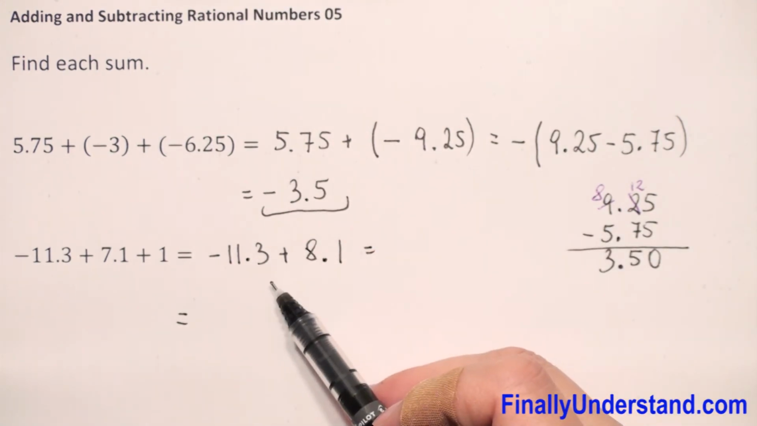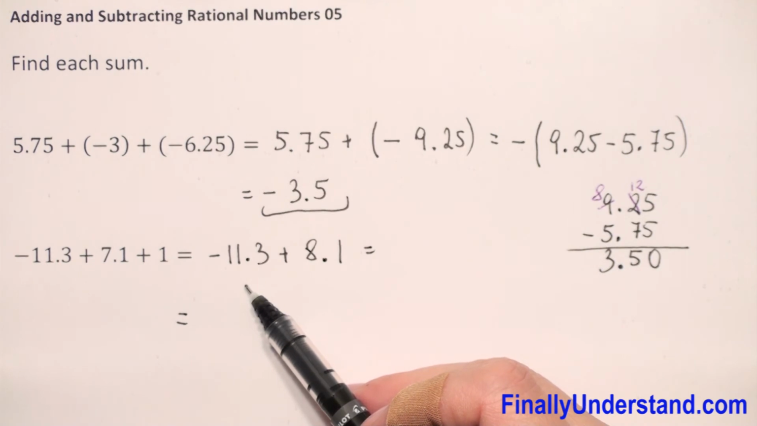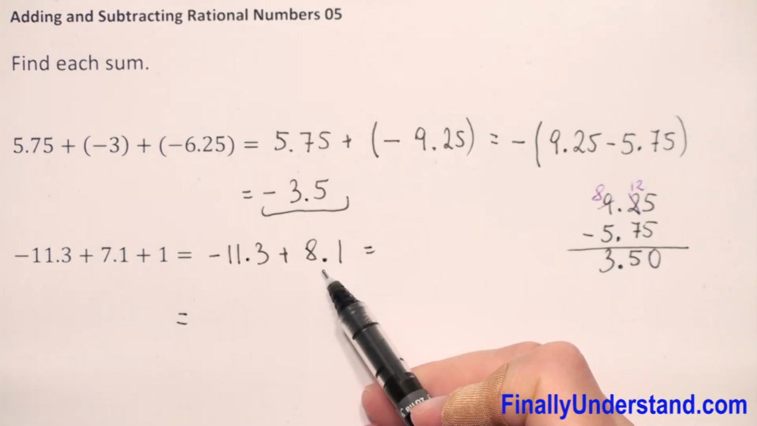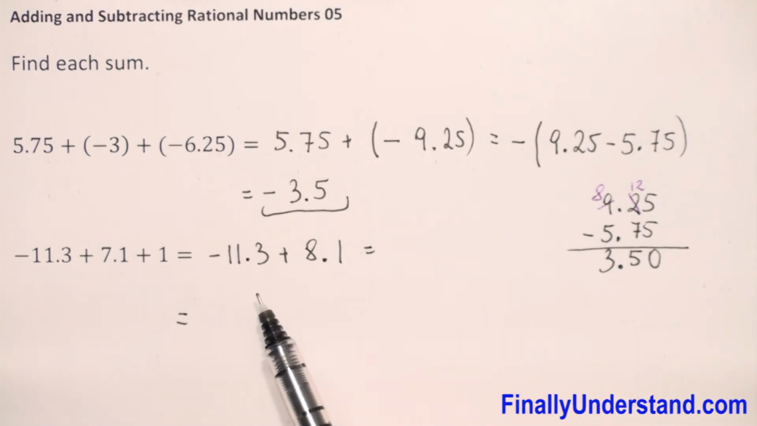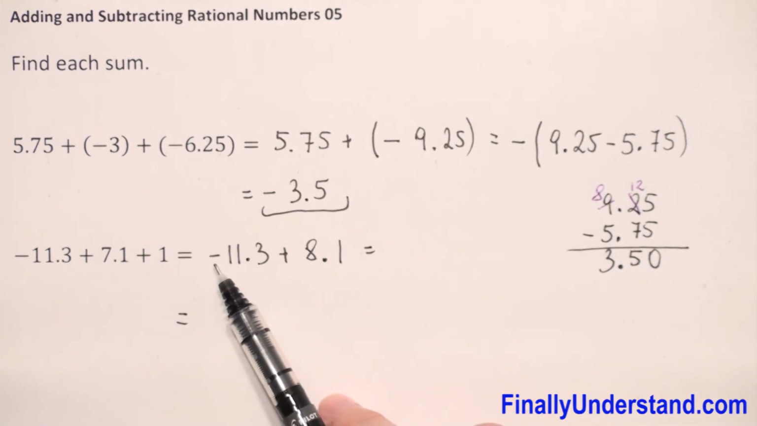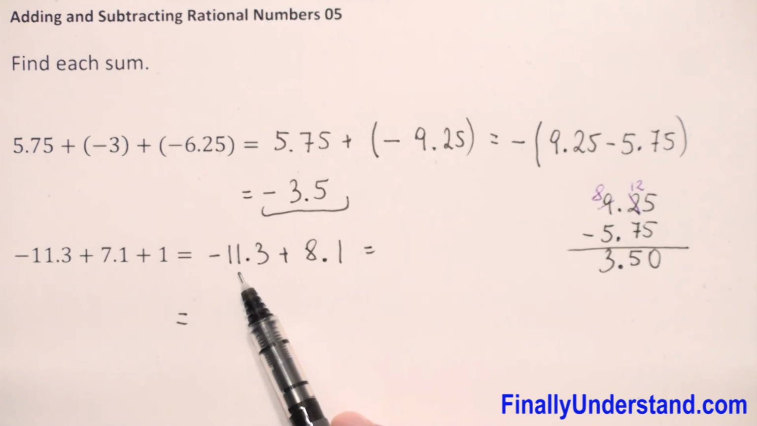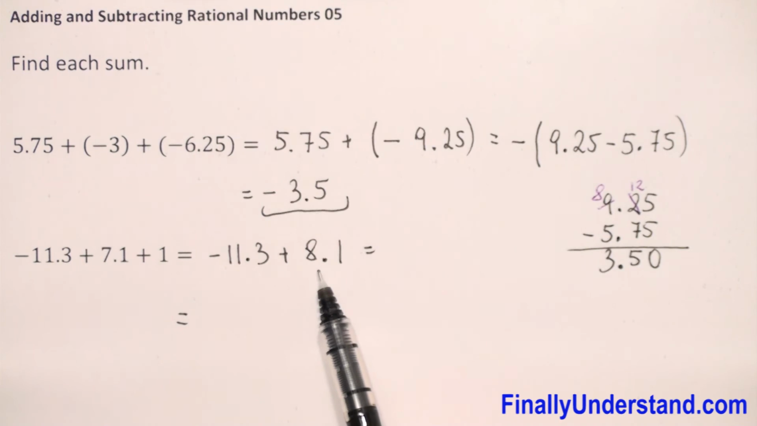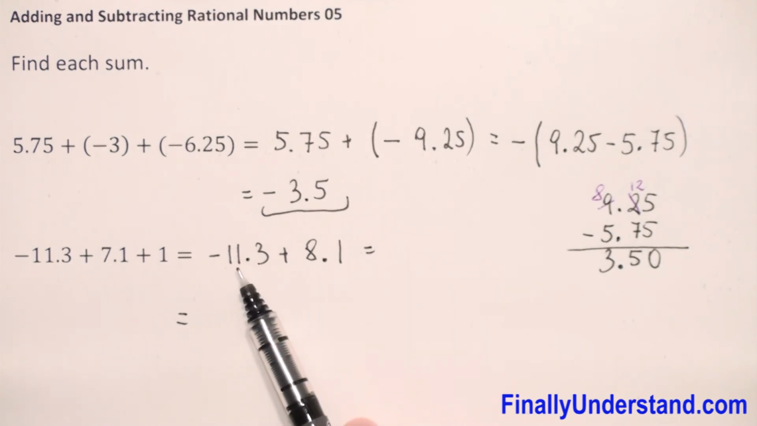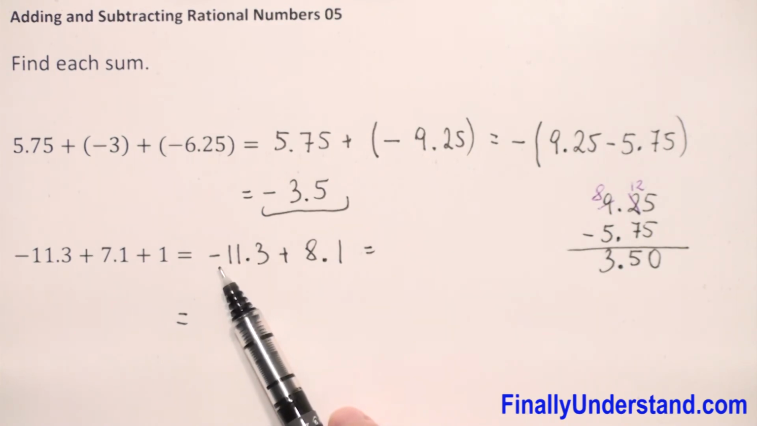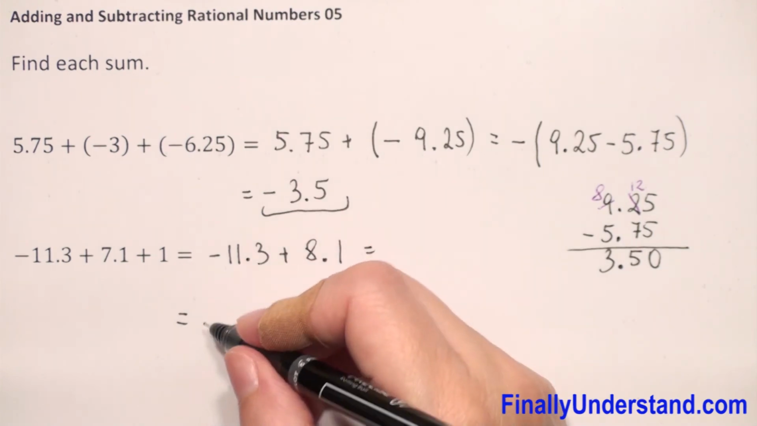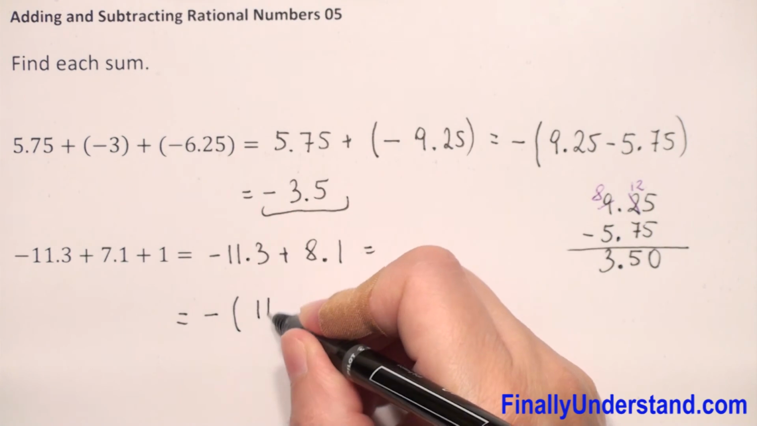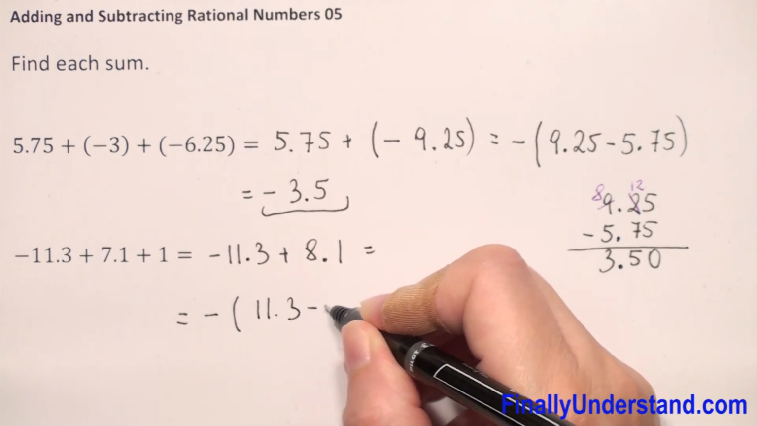Now we have addition of two rational numbers. First is negative, second is positive. First we compare the numbers. We forget about the negative sign. So we have 11.3 and 8.1. 11.3 is greater than 8.1. So we check the sign before the greater number is negative. So we copy this negative sign, and in parentheses we subtract the smaller from the greater number.